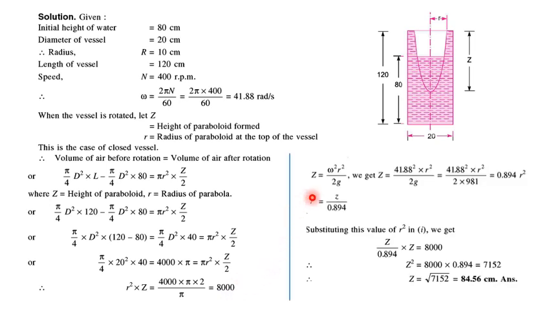So we also know this height z, it is given as omega square r square over 2g. So replacing the values of omega, which is 41.88 radians per second, and g in centimeter per second square, so 981, we'll get this relationship that z is 0.894 r square. So in terms of r square, we can write r square is z over 0.894. So substitute the value of this r square in this expression and simply solve it, and you can get the value of z, which is 84.56 centimeter.